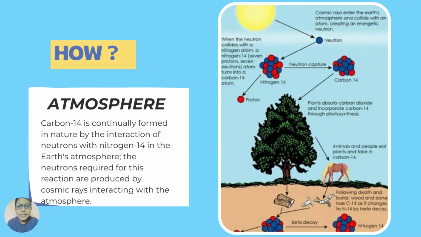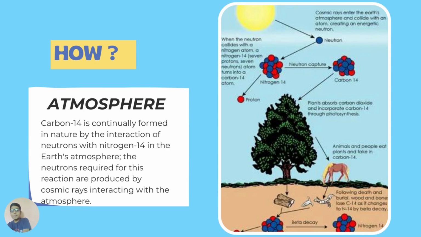When the neutron collides with the nitrogen atom, nitrogen 14, a 7 proton, 7 neutron atom, it turns into carbon 14. Nitrogen 14 is an atom which contains 7 protons and 7 neutrons. When that neutron collides with nitrogen 14, a proton gets released and the rest forms carbon 14.